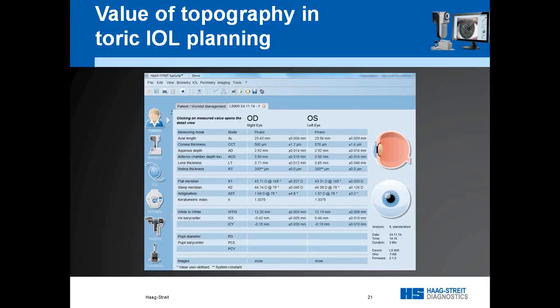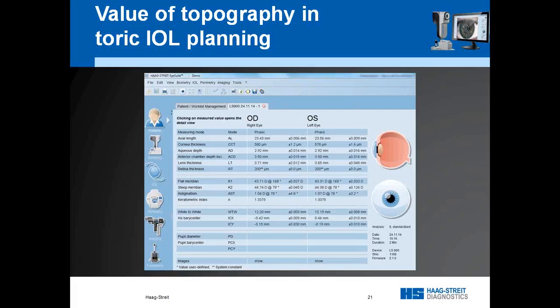An average eye, 23.4 millimeters, left eye and right eye the same length. Quite a thick cornea, 580, 578 on the left eye. Standard anterior chamber depth, 3.5 millimeters. An average lens thickness, 3.7 millimeters. Looking at the K values, we see 43.7, 44.7 at about 80 degrees. Left eye and right eye provide pretty similar results. 1 diopter of astigmatism. Sounds to me like a candidate for a low power toric.